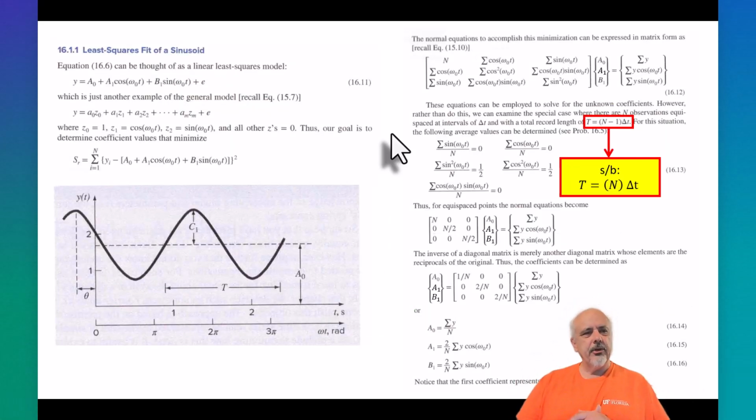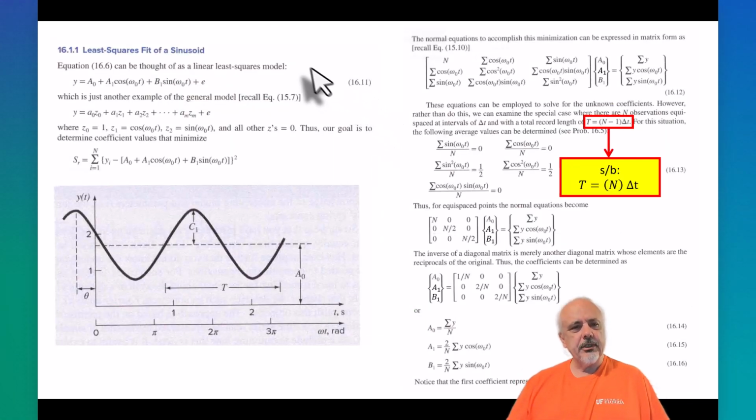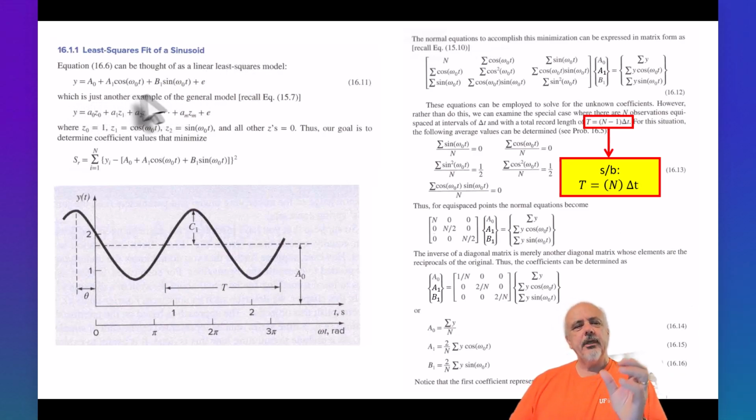Hello, hopefully you remember your linear regression and general regression from earlier. Here we're going to set up a situation where we try to fit some data. We're going to try to fit a function a0 plus a1 cosine of omega naught t plus b1 times sine of omega naught t onto some periodic data, so that we find our a0, our a1, and our b1.